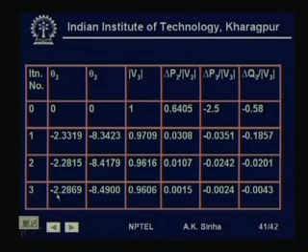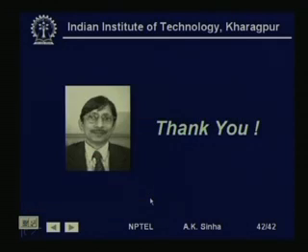Again, substituting those values, we will get these values of the angles and the voltage magnitude, and here we find that the mismatches have reduced considerably. Since we have used our tolerance value to be of the order of 0.005, these have converged. So, these are the final values of theta 2, theta 3 and V 3.